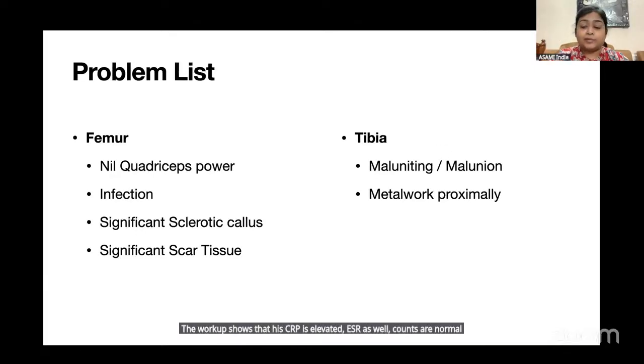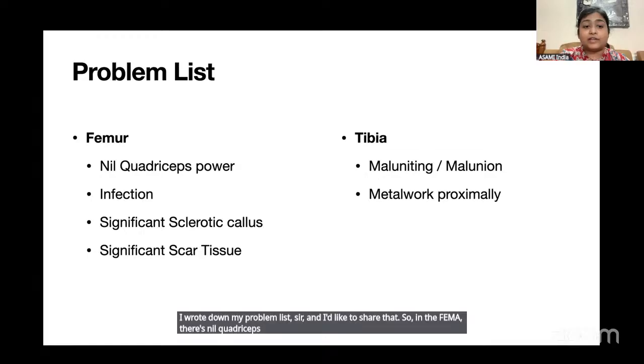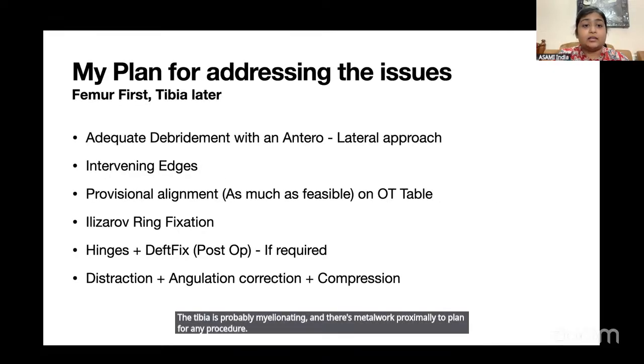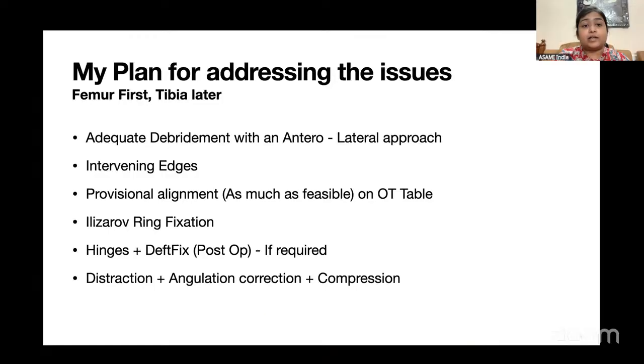I wrote down my problem list, sir, and I'd like to share that. So in the femur, there's nil quadriceps power. There is a nidus of infection as evident by the sinus. There's some sclerotic callus that has bridged the posterior aspect, and the distal fragment is in malrotation. There's significant scar tissue to deal with. The tibia is probably maluniting, and there's metalwork proximally to plan for any procedure. So as of now, my plan.